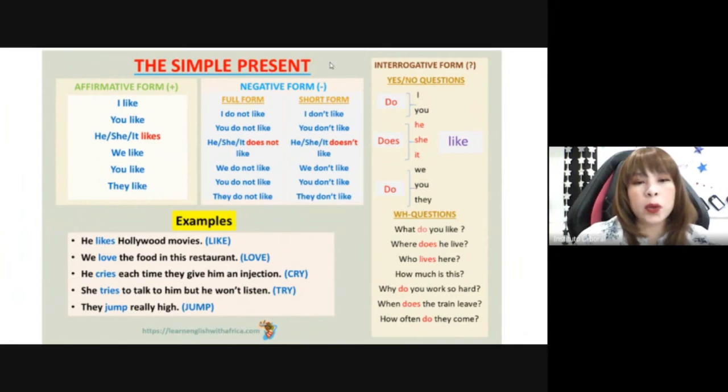He likes Hollywood movies. In parentheses, we have the verb like. But applying the rule, he is the third person singular.